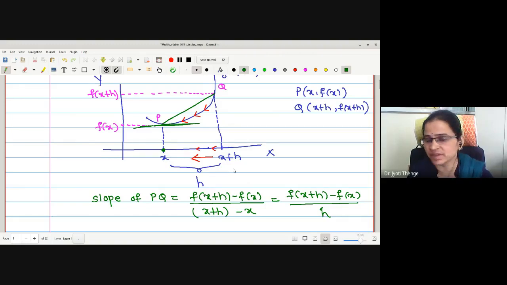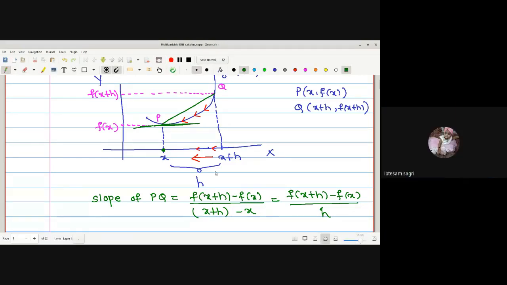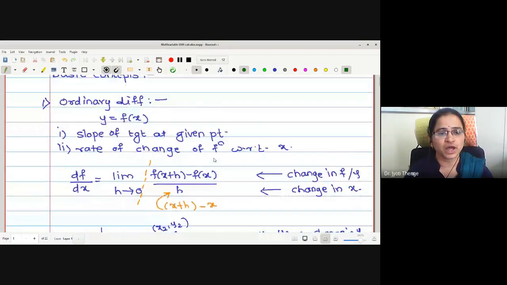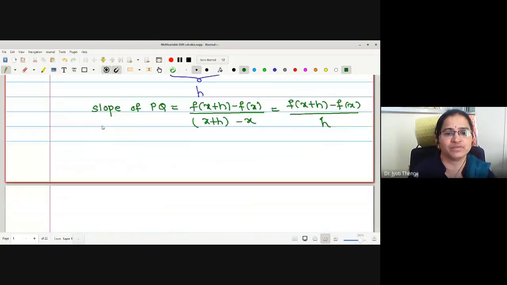I think we have studied this somewhere in 12th standard. You might have forgotten this. Is the point clear to everyone? Yes, ma'am. Slope of a tangent. Now we will try to understand how it gives you the rate of change of a function with respect to x. This is for point number 1 we have explained.